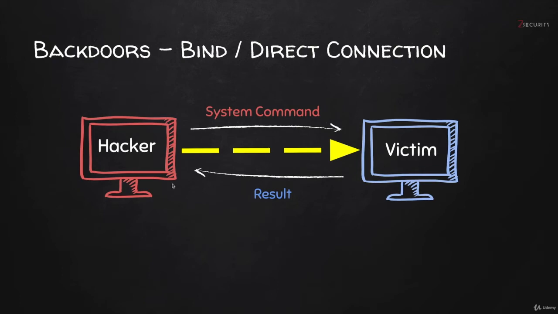Now, a bind or a direct connection means the initial connection is going to go from the hacker to the victim machine. So the victim computer needs to be listening or waiting for incoming connections on a specific port, and then the hacker is going to connect on that port. Now, this is not great because for the victim machine to be able to receive the connection, the backdoor will have to open a specific port in this machine.